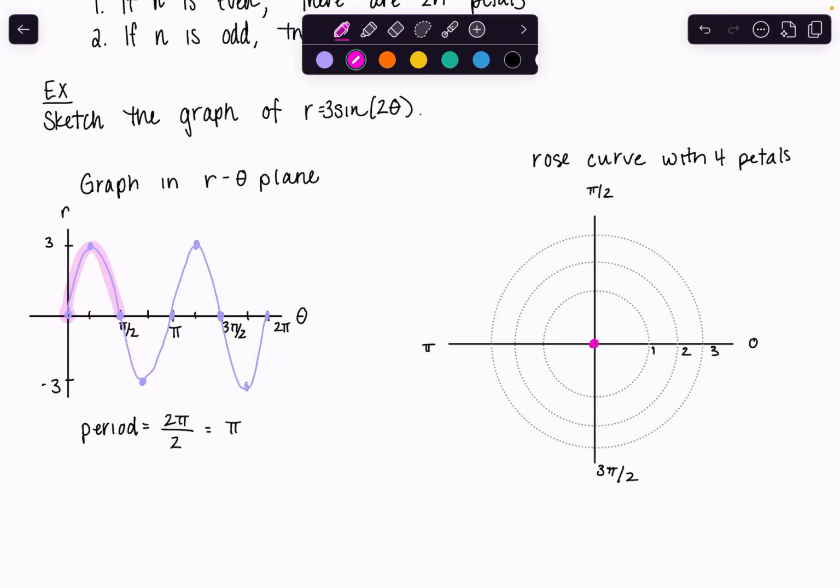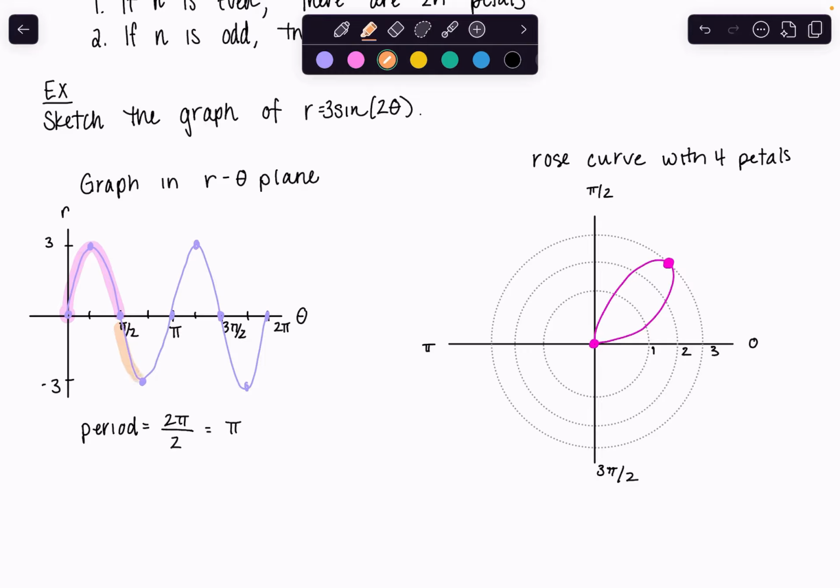So I start at 0. At pi over 4, 45 degrees, I hit my peak value. My radius at that point is getting bigger and bigger and bigger as my angle gets bigger. And then I'm going to come back to the pole. So my first petal is formed over that interval from 0 to pi over 2.